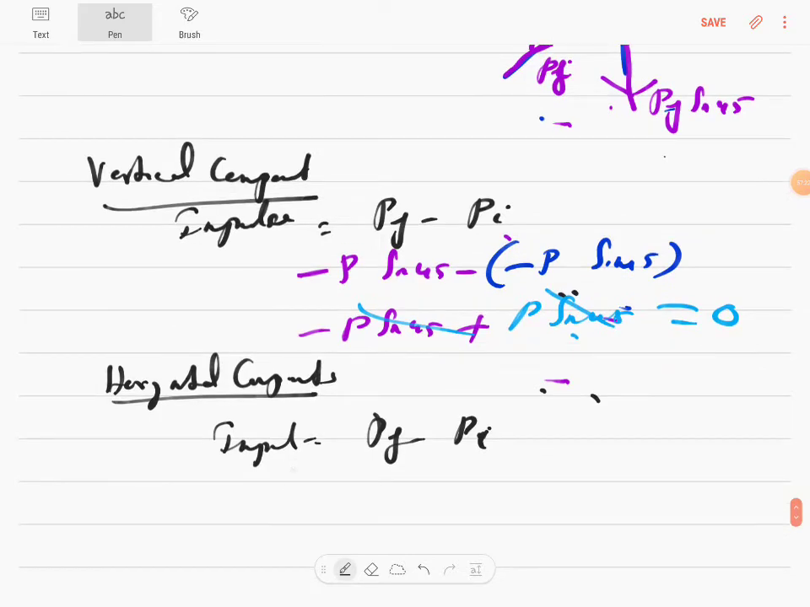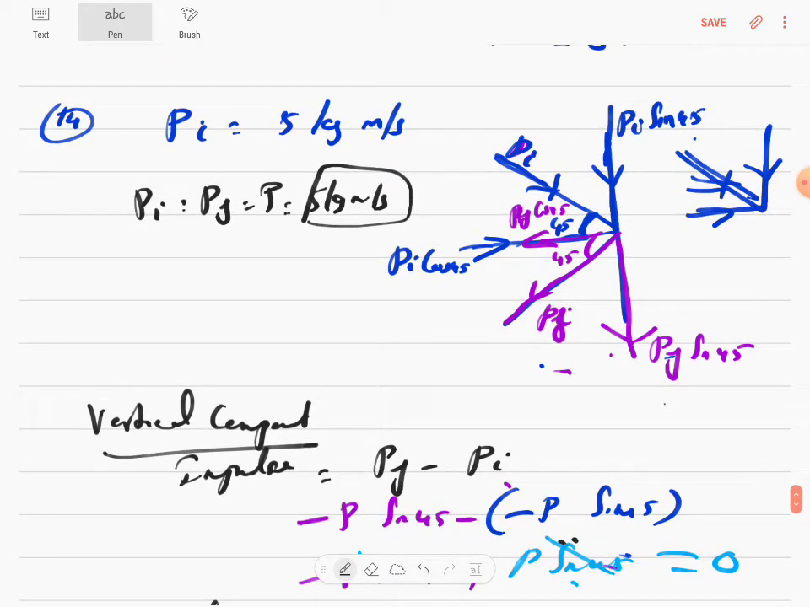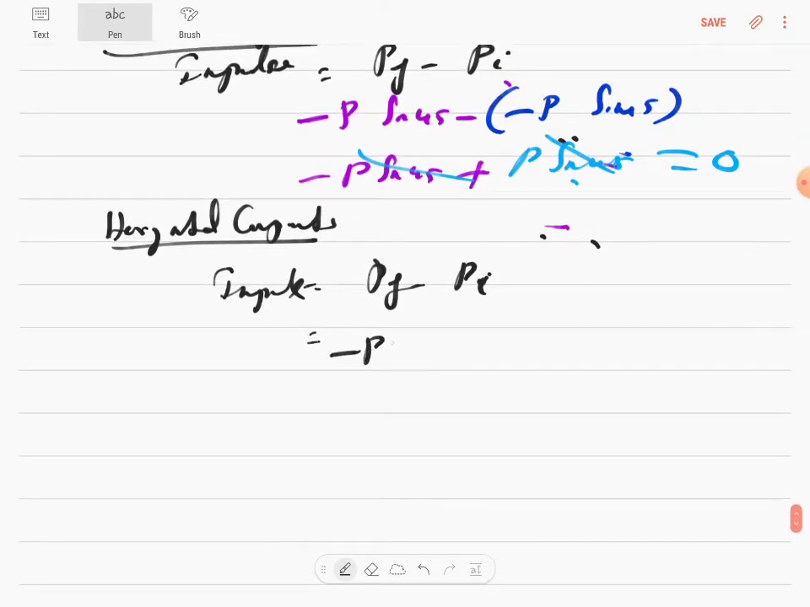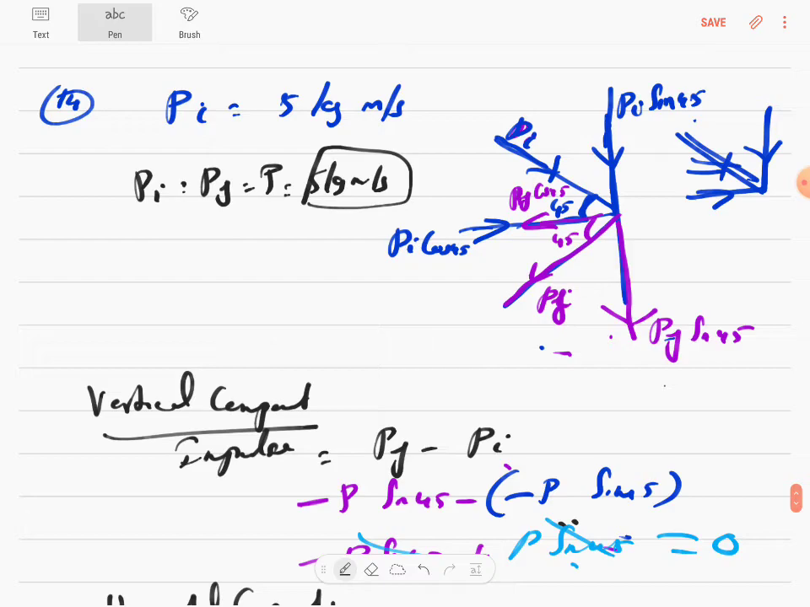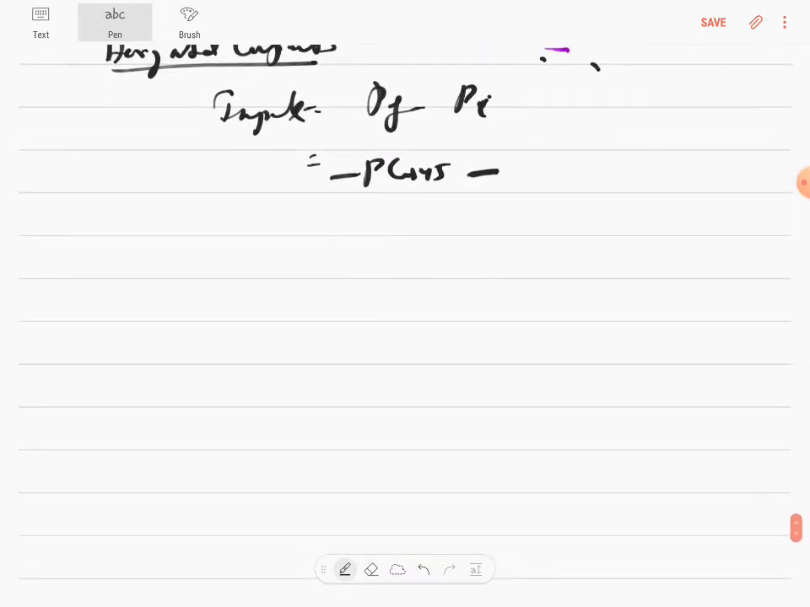So then impulse is P final minus P initial, which is the horizontal component, and the P final is the purple color in the left direction. Can you see? It's Pf cos 45, which is basically P cos 45, and it's in the negative direction, so minus P cos 45. And the blue color is in the positive direction, so plus P cos 45, therefore it's getting added. Can you see minus 2 P cos 45?